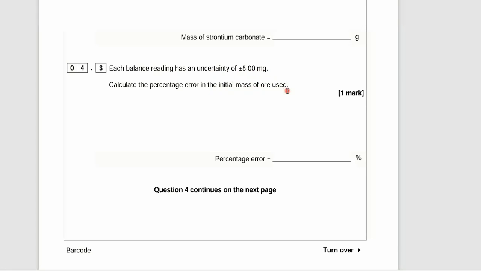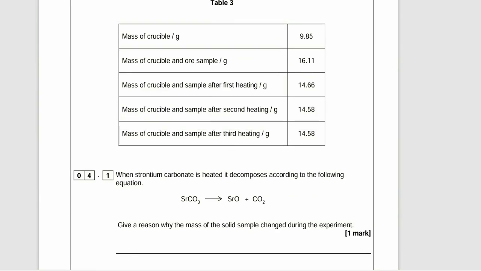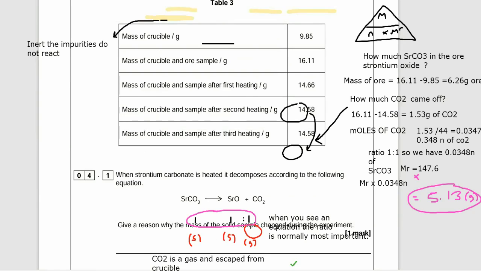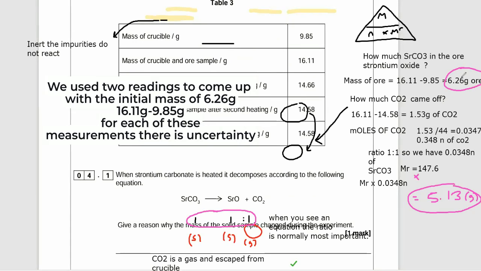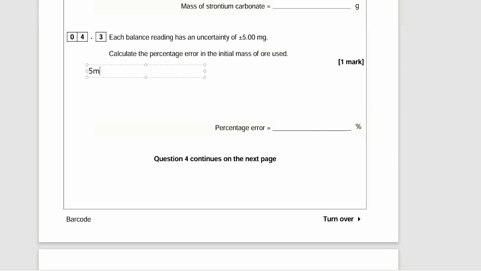Right, 4.3. Each balance had a reading, an uncertainty of plus minus 5 milligrams. Calculate the percentage error in the initial mass of ore used. So we've got to do a little equation here. And we used two readings to come up with the initial mass of 6.26 grams. Remember, we used the 9.85 and the 16.11. So there were two lots of percentage error. So actually the total uncertainty, not percentage error yet, is 5 over 1,000.